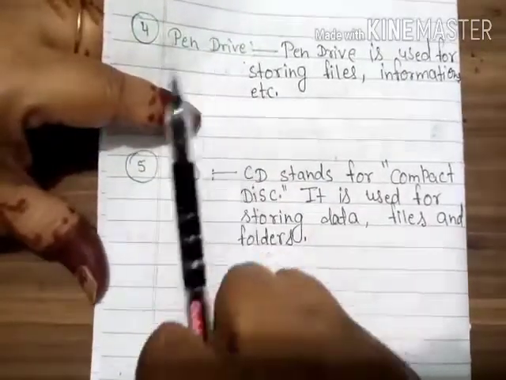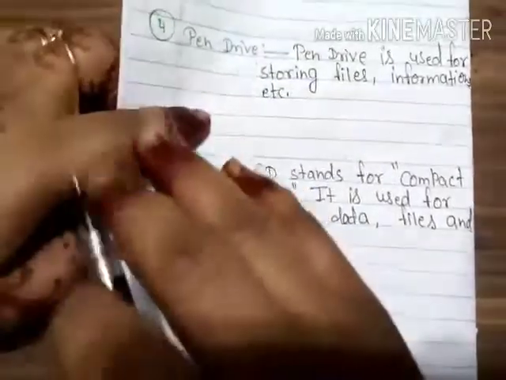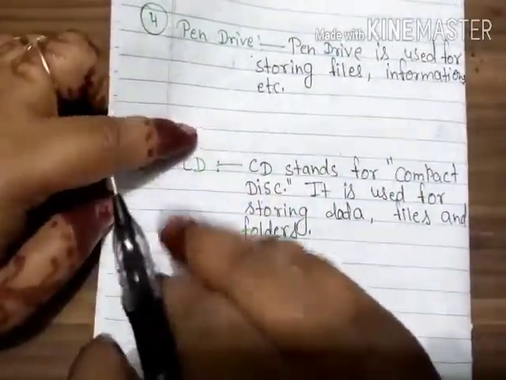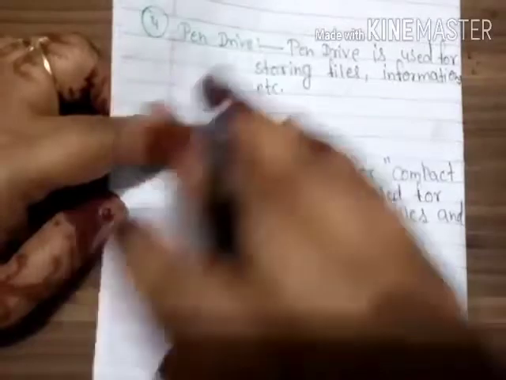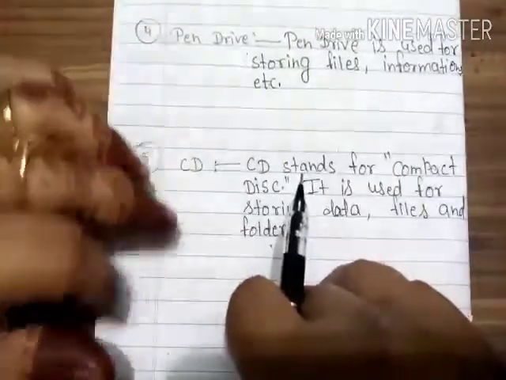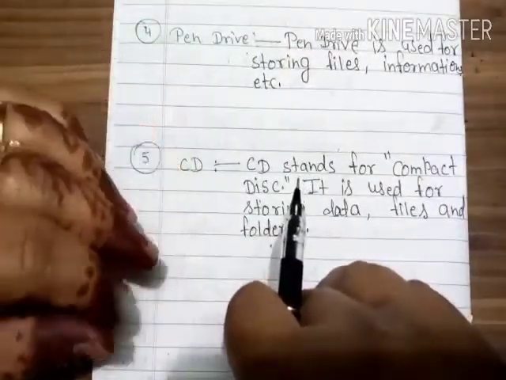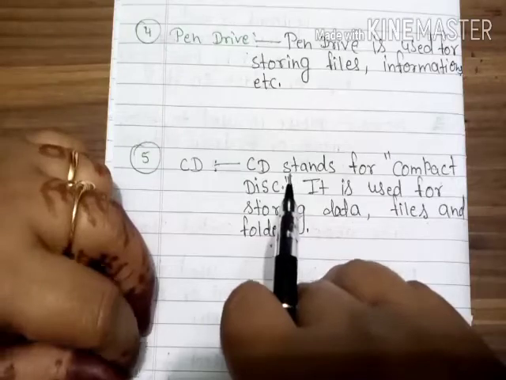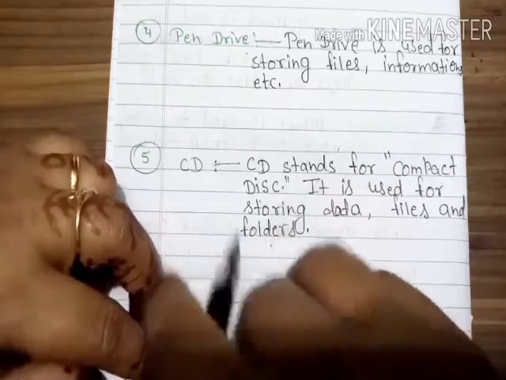In your book all the pictures are given. You can look at those pictures and draw them in your copy, also color them, and then start writing the uses of these input and output devices in your copy. So that's all for today's class.